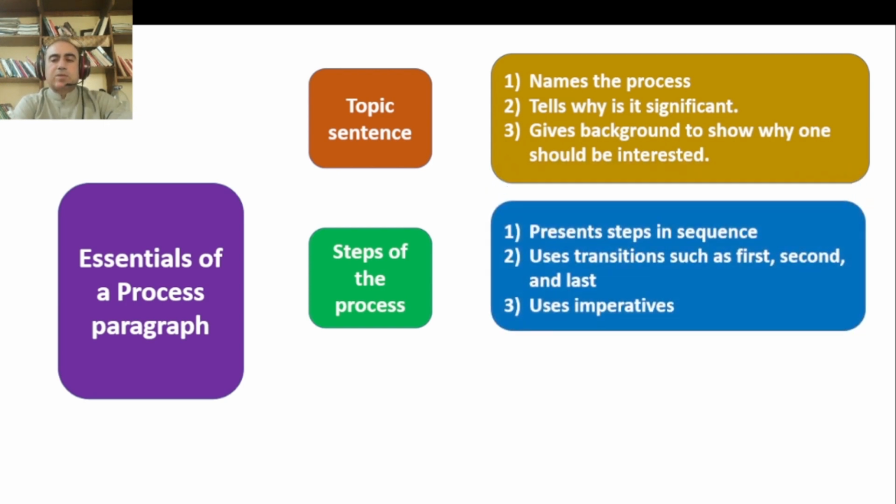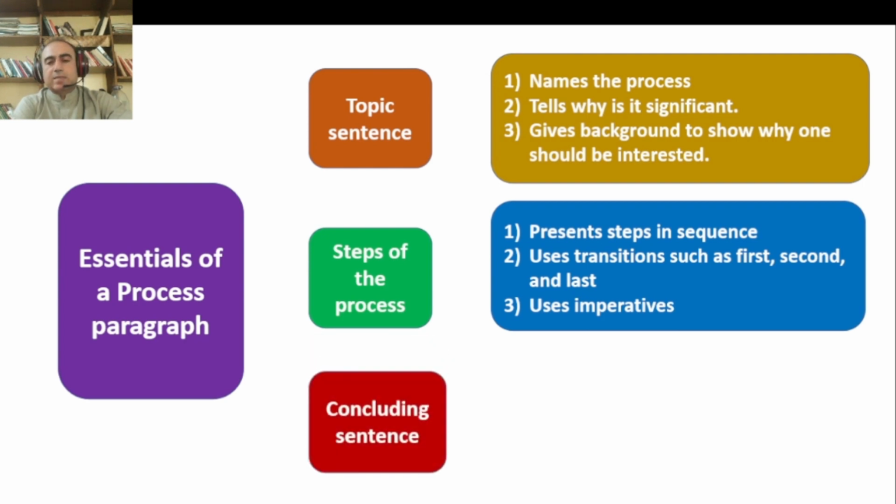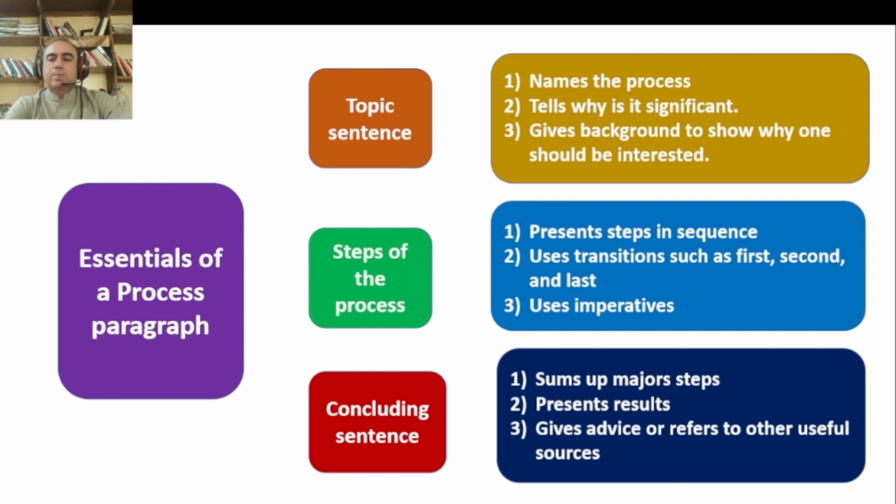So there are usually transitions I have given here. We can use words like first, second, and last, and there would be imperatives also. Do this and do that. Usually in formal writing we do not use imperatives, but a process paragraph calls for that. Then concluding sentence. Concluding sentence sums up the whole debate. Your second part, which is the explanatory part, that involves steps of the process, is the longest part of a process paragraph.